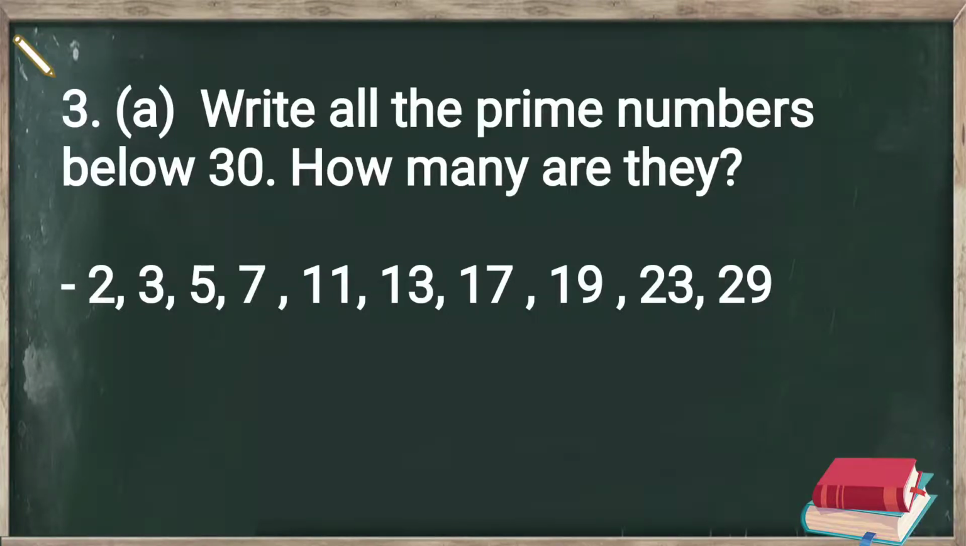19, 23, 29. These are those numbers which are not divisible by any other number. They are divisible by itself and one only. So these are the prime numbers below 30, and below 30 there are 10 prime numbers: 2, 3, 5, 7, 11, 13, 17, 19, 23 and 29. So they all are 10. Let's move on to the B part.